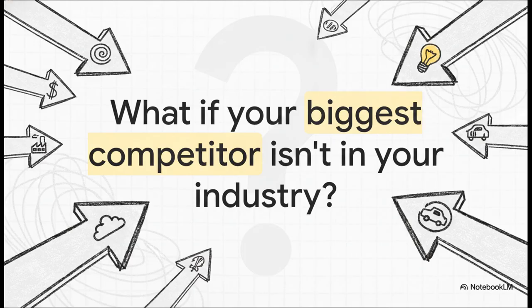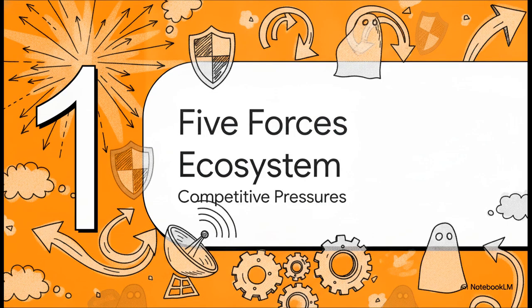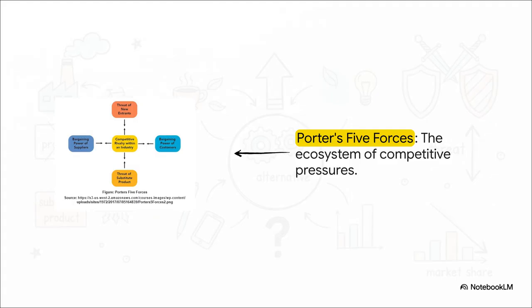Section 1, the 5 forces ecosystem. Okay, let's dive into this by taking a step back and looking at the broader macro environment of competitive pressures. This brings us to a classic, totally essential framework from our source material. You're probably familiar with the ecosystem created by Michael Porter, Porter's 5 forces. Competitive rivalry is right smack in the center. That's the noisy, everyday battle for market share we all know. But notice all the other forces surrounding it.